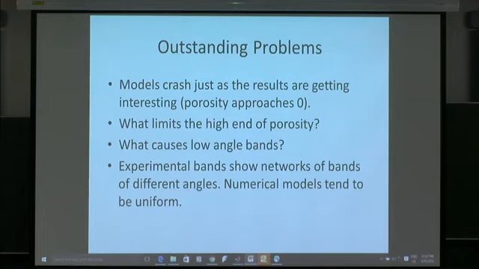But the other question then, what limits the high end of the porosity, right? So again, this instability doesn't stop when you get close to the disaggregation limit, right?